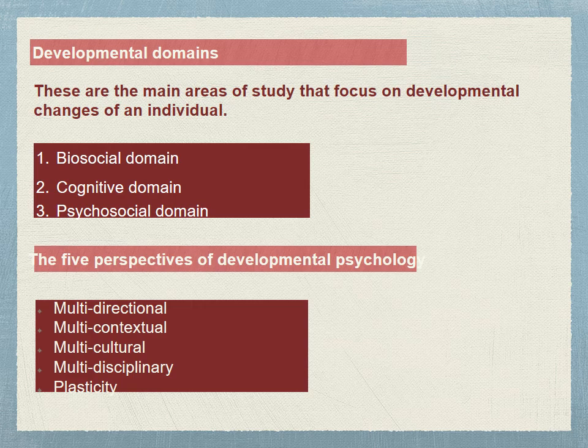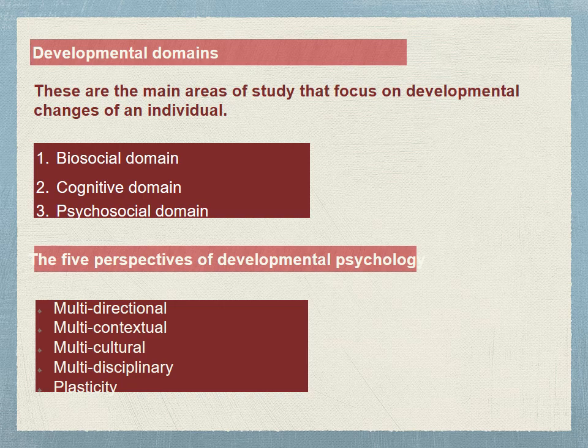Multidisciplinary. We have to use many different fields in order to effectively study human development. Those fields include biology, sociology, psychology, education, economics, religion, history, anthropology, etc.